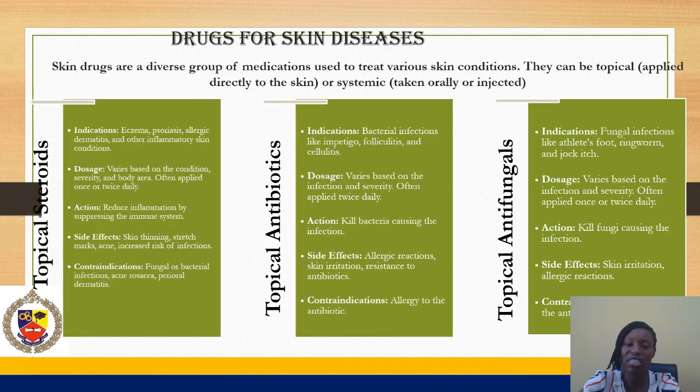We have drugs for skin diseases. Most times they are topical, but they can be systemic. Topical means you apply them to your skin directly. An example of topical drugs we have is steroids. They are used for eczema, psoriasis, allergic dermatitis, and all that. Topical antibiotics are used for bacterial infections like impetigo, folliculitis, cellulitis. Topical antifungals are for fungal infections like athlete's foot, ringworm, and so forth.